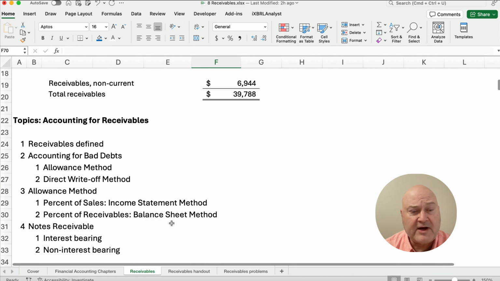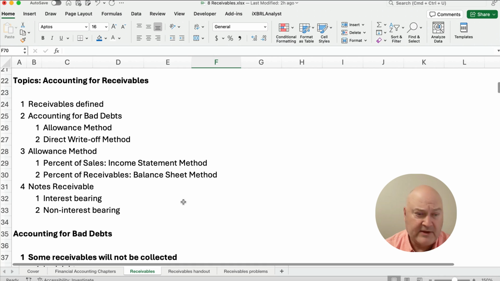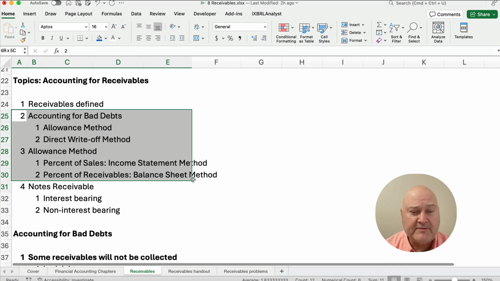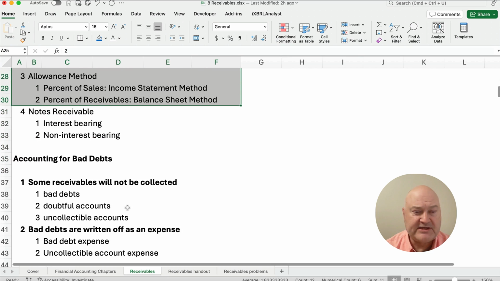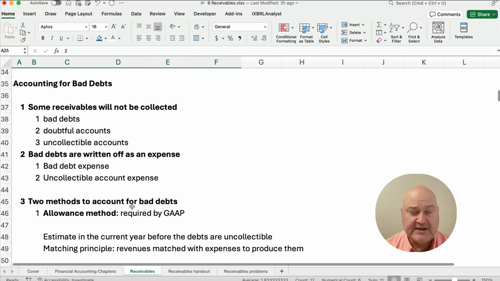All right, so here are our topics for receivables. We've defined receivables up above, and here's what we're going to do today. I'm not going to work any problems, just give you the definitions. So let's talk about the accounting for bad debts. Now, not all receivables will be collected, so we've got to handle bad debts. There's two different ways to do it, the allowance method and the direct write-off method. And in the allowance method, there's two ways we estimate. So let's get on down to the topics here.